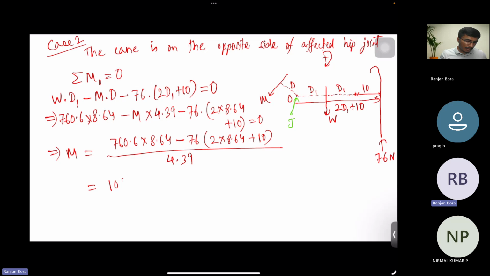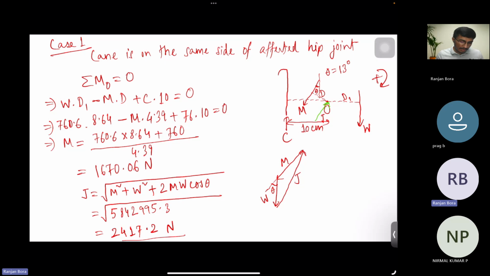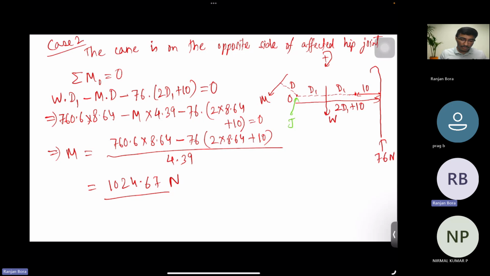So it is coming 1024.67 Newton. The abductor muscle force is coming this much. Now you can compare. In the previous case, it was coming, say, 1670. Now it is coming 1024. So you can see if the person holds the cane on the opposite side, then there is a reduction in the abductor muscle force.